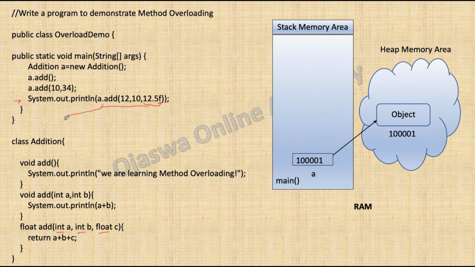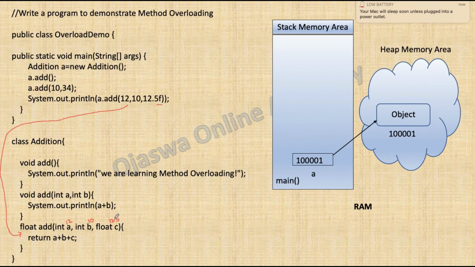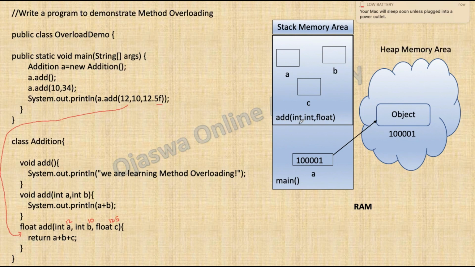So from here the control of execution will go to the method definition, and the values passed are stored in these local variables. The first value 12 is stored in the first local variable, the second value 10 is stored in the second parameter, and the third value 12.5 is stored in the third parameter. Memory will be allocated to these local variables belonging to the method add with parameters int, int, float, and the values are stored inside it. After the memory allocation happens, the code inside is a plus b plus c, that is 12 plus 10 plus 12.5. The value is calculated, which is equal to 34.5.